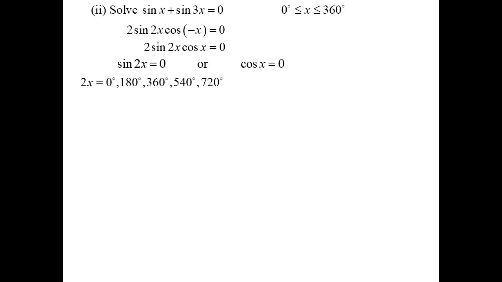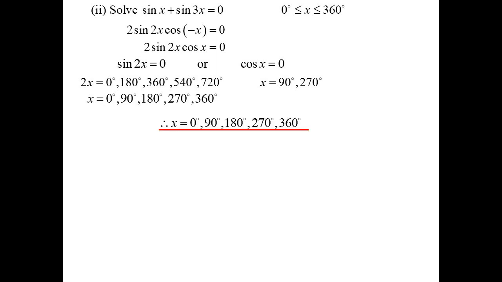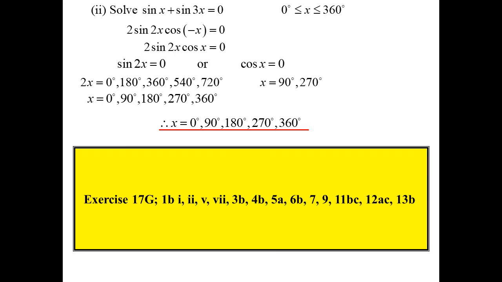So 2x could be, it's 2x, we're going around the circle twice, 0, 180, 360, 540, 720, divide everything by 2. There's those possibilities. Cosine x equals 0, this one I only go round once. I get 90 and 270. Oh, well, I already have those anyway, so I didn't produce any new solutions. But overall, there's my solutions to the trig equation, turning into a much simpler question by converting that sum into a product. Okay, we'll do 17G.